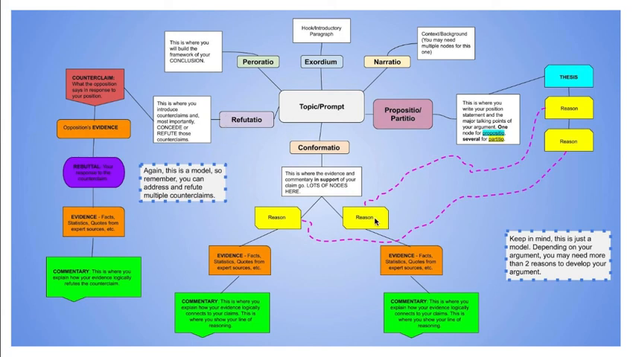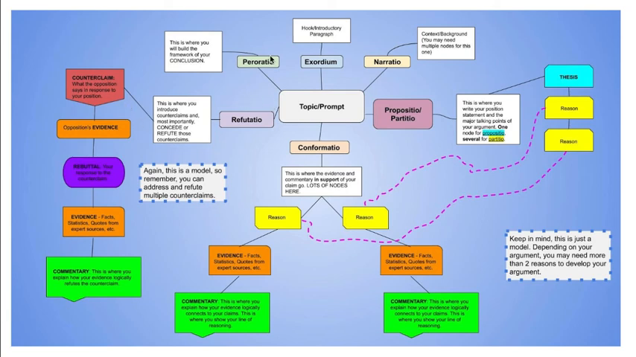So for example, if reason one for your first body paragraph, if you can think of a counterclaim for that, maybe you want to introduce that paragraph with the counterclaim, and then spend the remainder of that paragraph essentially dismantling that opposing argument with your evidence, facts, statistics, quotes from expert sources, and your commentary. So, like I said, maybe introducing your body paragraph with the counterclaim, and then spending the remainder of that paragraph essentially dismantling through concession or refutation the rest of that original counter argument.